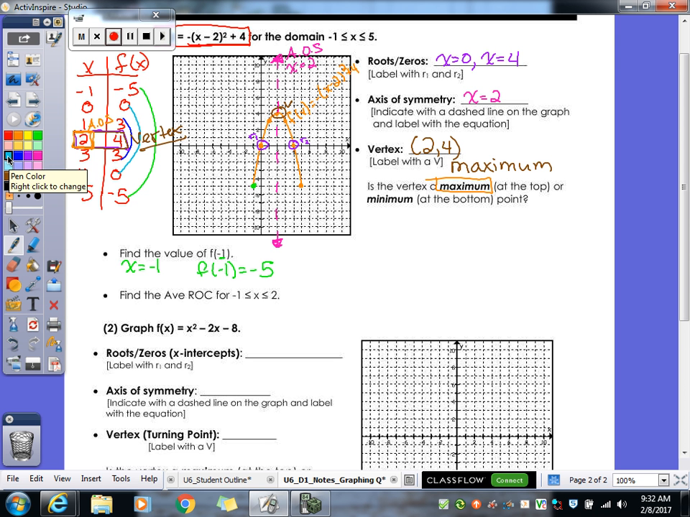So now here, they're asking us for average rate of change. They are using a different kind of notation, but it's just like what I was talking about on the first page. They're giving you your x values. So we got to make our 2 points. So when x is negative 1, what's our y value? And when x is 2, our y is a 4. So those are our 2 points, negative 1, negative 5, and then 2, 4.